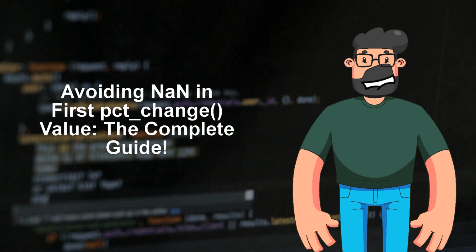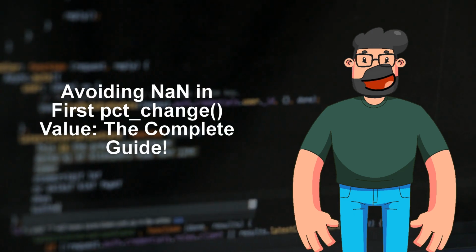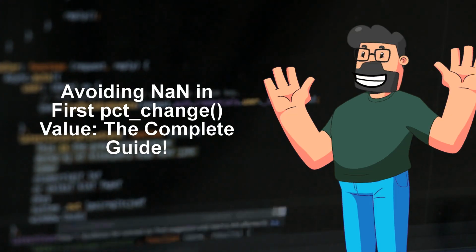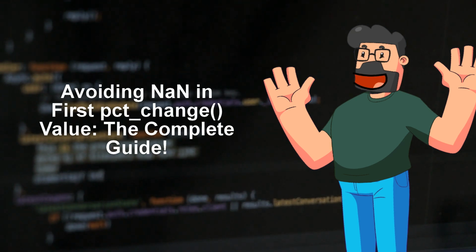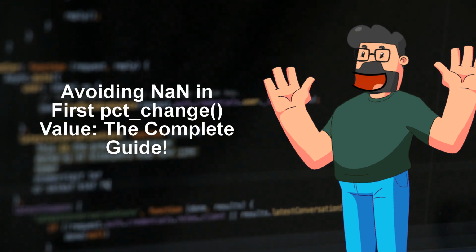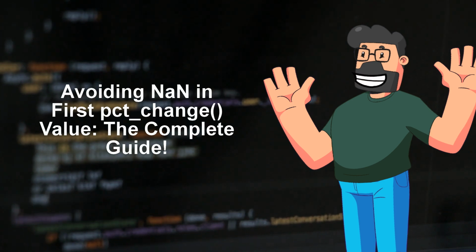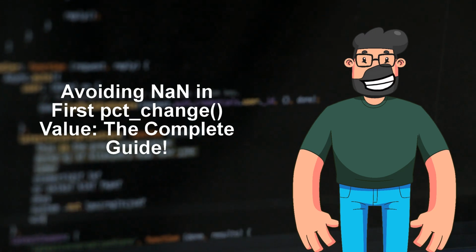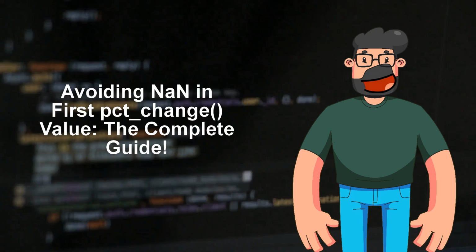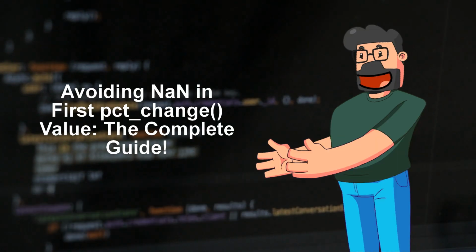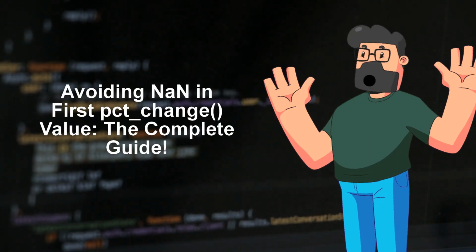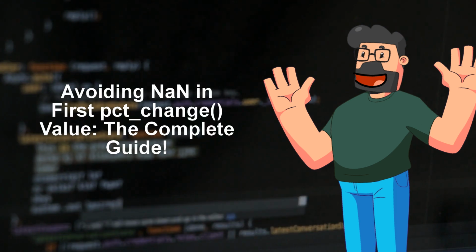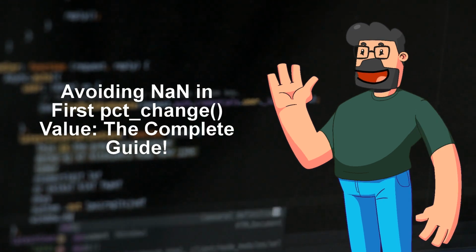The issue at hand involves a data frame with a column A containing numeric values. The goal is to calculate the percentage change of these values and display the results in a new column called PCT_change. Now, here's where the problem arises. The first value from the PCT_change column should compare against a fixed value of 40, but when using the PCT_change method, we end up with a pesky NaN for this particular entry. Let's see how we can efficiently resolve this dilemma.